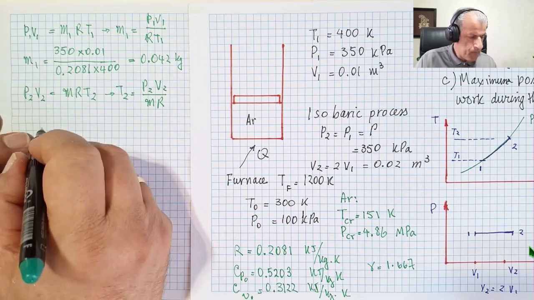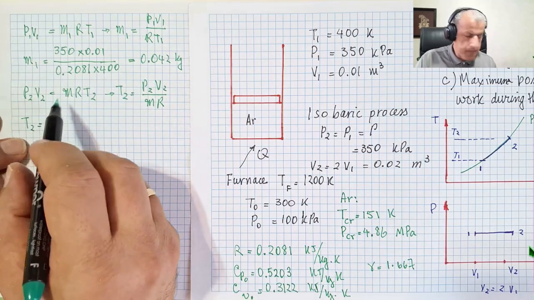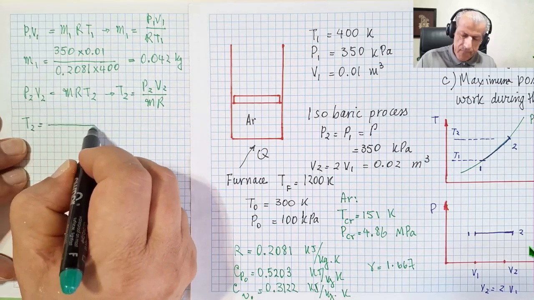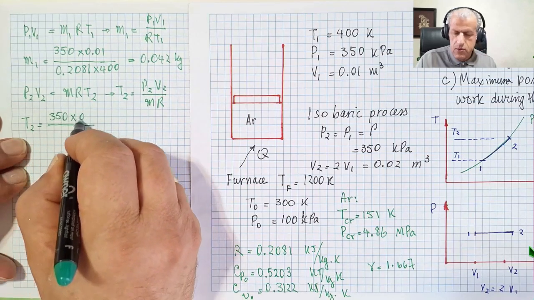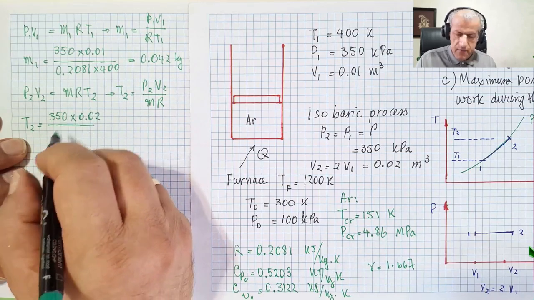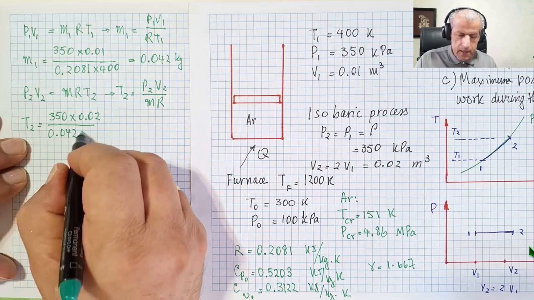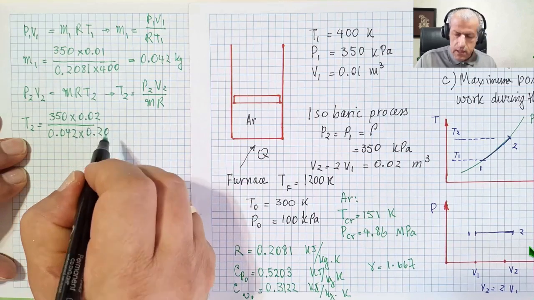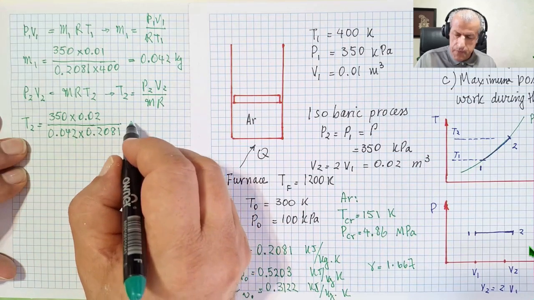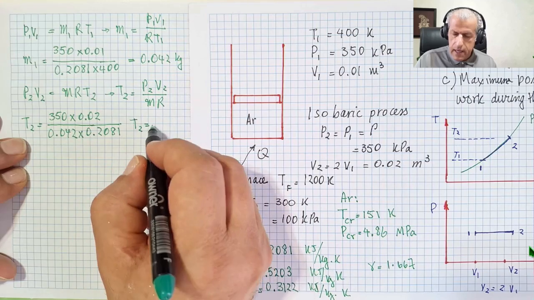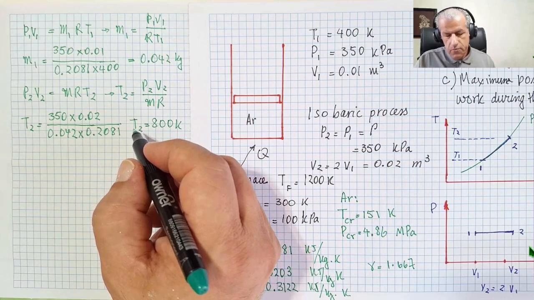And therefore T2 equals 350 times V2, which is 0.02, divided by 0.042 times 0.2081. And the outcome for T2 equals 800 Kelvin. Well, the volume has doubled, so the temperature has doubled.